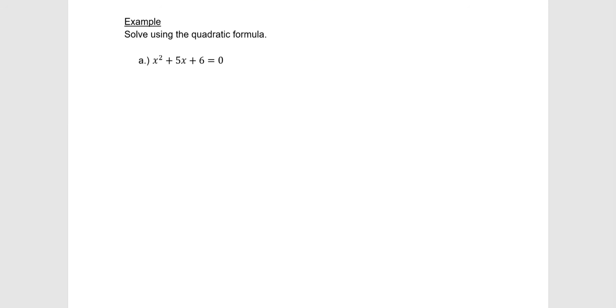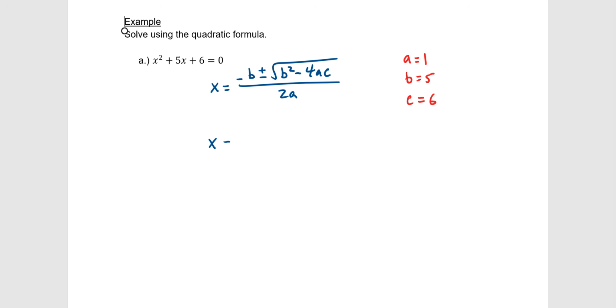Okay, so let's do a couple examples using this formula. Let's solve x squared plus 5x plus 6 equals 0. Let's write down the quadratic formula here. We recognize that this is already in the form ax squared plus bx plus c equals 0. So we can read off our a value, which is 1, our b value is 5, and our c value is 6. And we can plug these in and simplify.